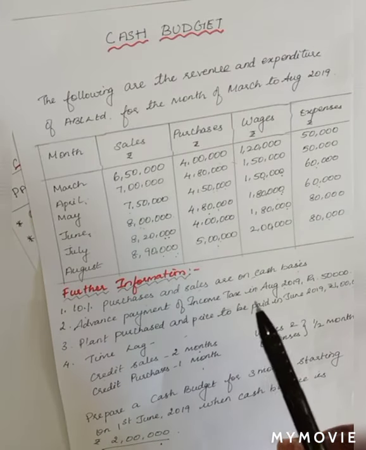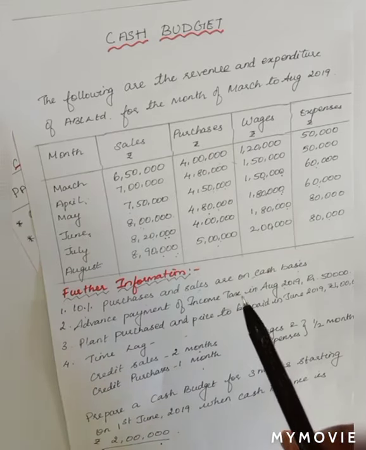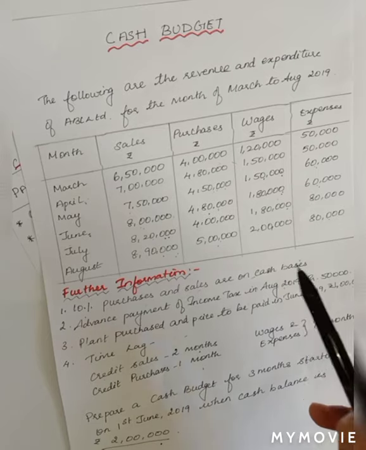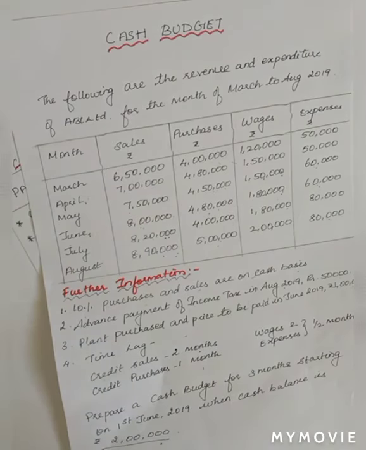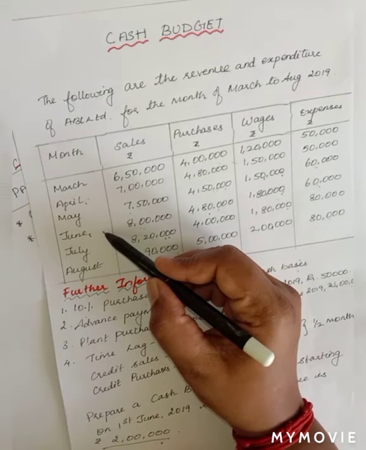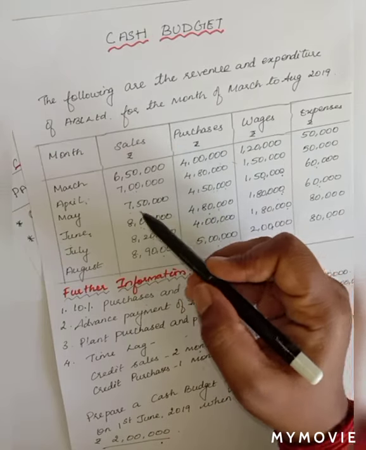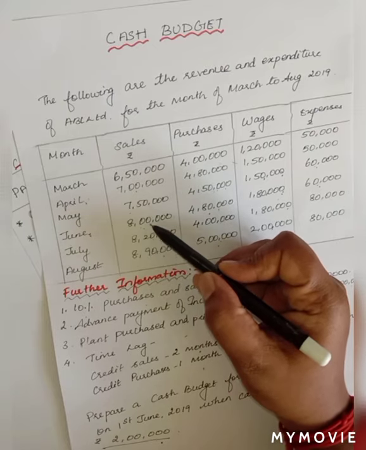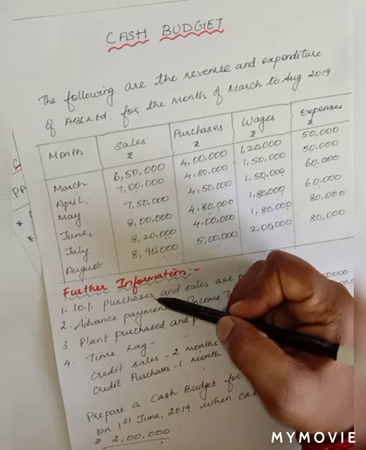Again, I am repeating. Out of sales, 10% will be received in the month of sales itself, and the balance of 90% will be received only after 2 months. So in this month, you will be receiving 90% of sales which was done 2 months earlier. Likewise, for June, you are receiving 90% of April month's sales. 90% of May month sales will be received only in July. 90% of June month sales will be received only in August. This is how it has been worked out.